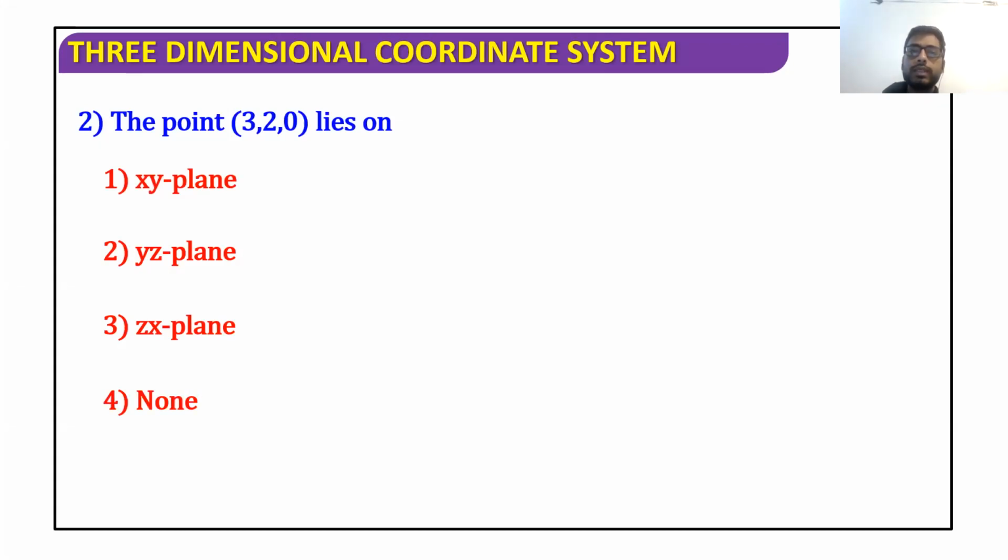So there is one point which lies on the xy plane, yz plane, or zx plane. So the point over here is 3, 2, 0. It has x coordinate, it has y coordinate, z coordinate is 0. So as the z coordinate is 0, the z term is not present. I can say that it's going to lie on the xy plane. So the answer is equal to the xy plane.